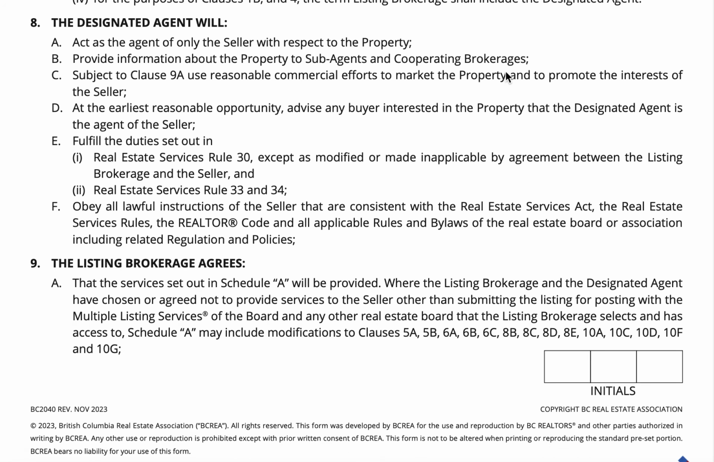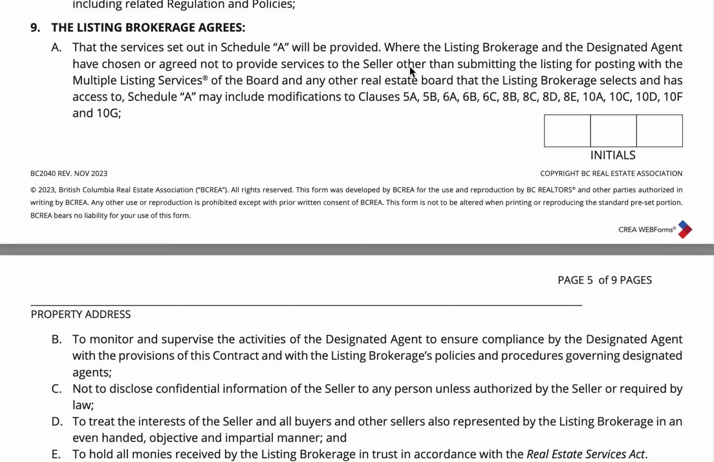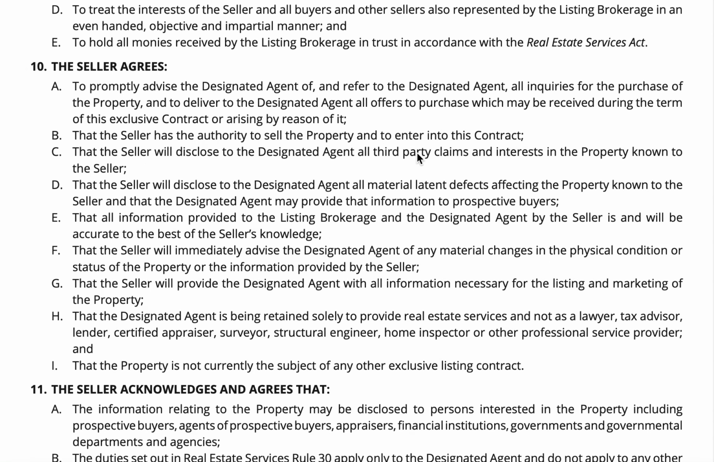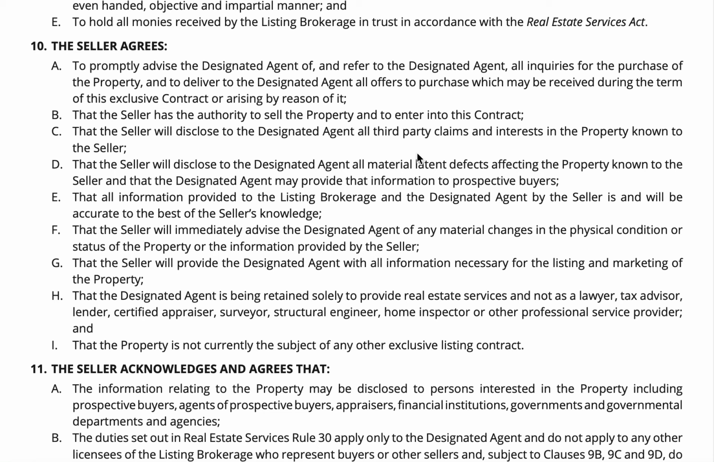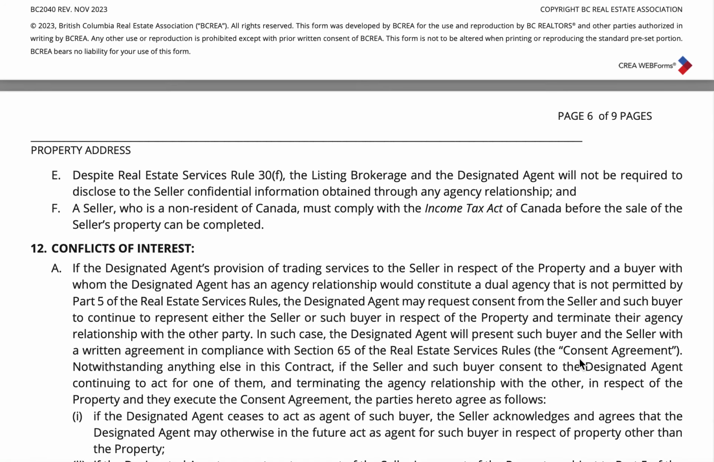This is a list of what the designated agent, that's me, will do. It's worthwhile having a quick read through. It's fairly simple, so I won't go through it too much in detail. Similar to the listing brokerage agrees, and the seller agrees. Have a read through these. If anything doesn't make sense, by all means, let me know right away. And the seller acknowledges and agrees. We're going to initial the bottom of all of these pages.